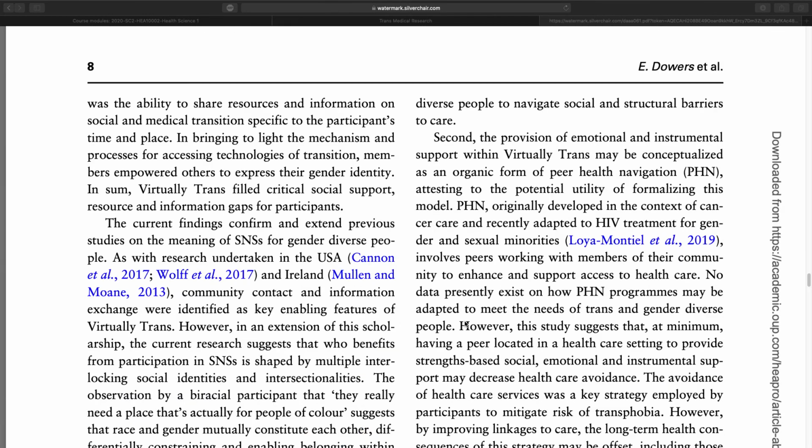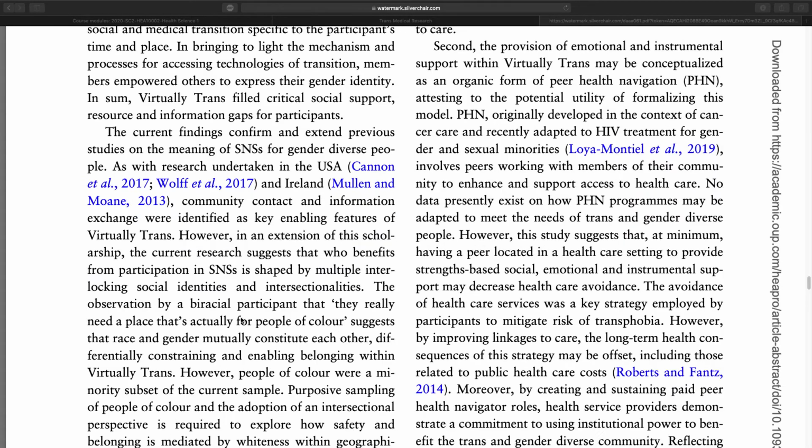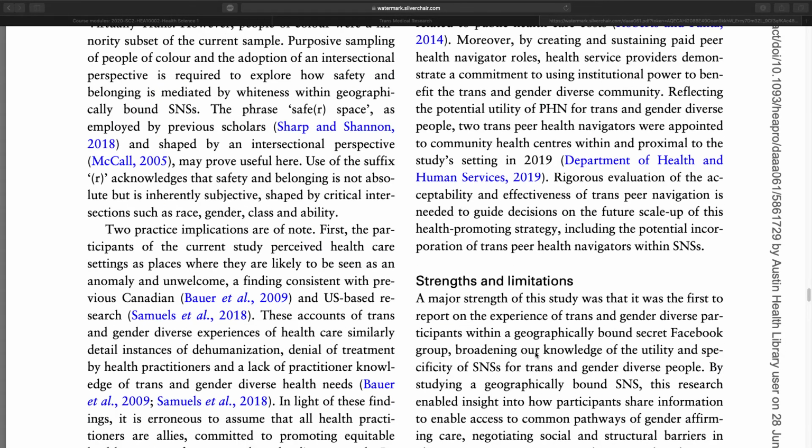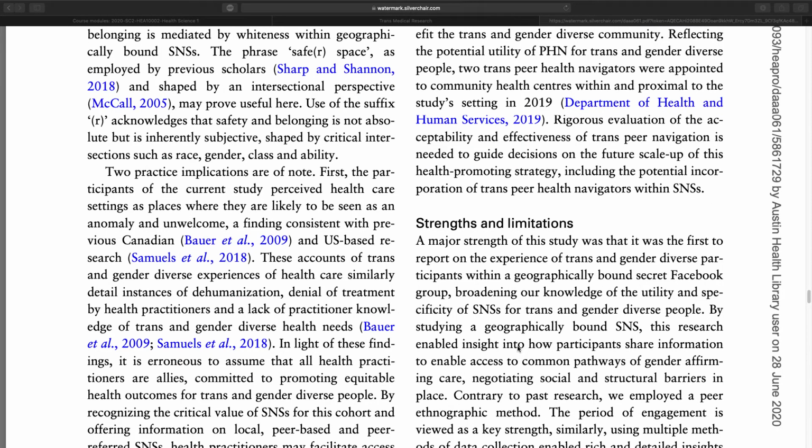So just on that note, here I discuss the results relevant to previous studies of trans and gender diverse adults' experiences of social networking sites. I then talk about the strengths and limitations of this study. So what was particularly good about this study and what is a limitation?